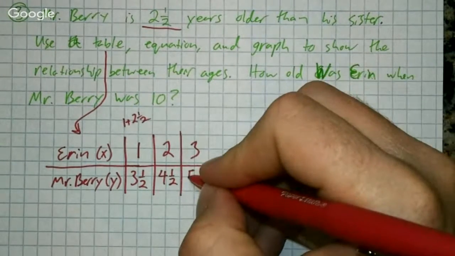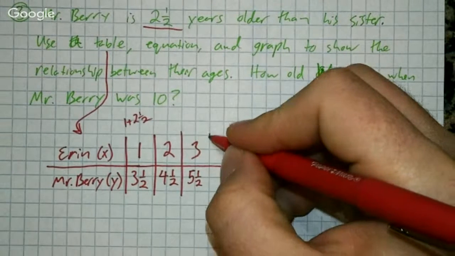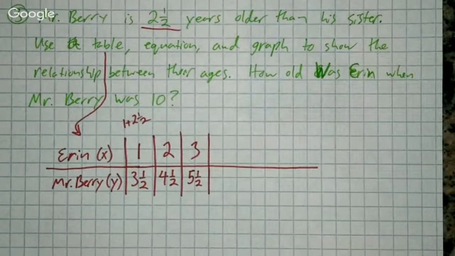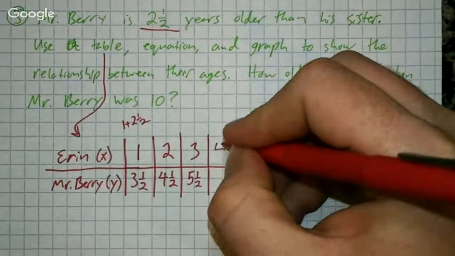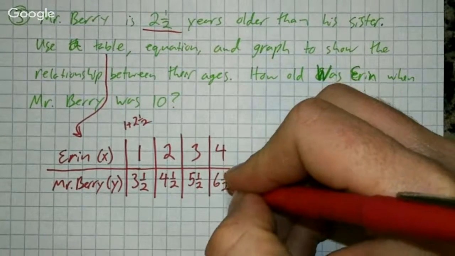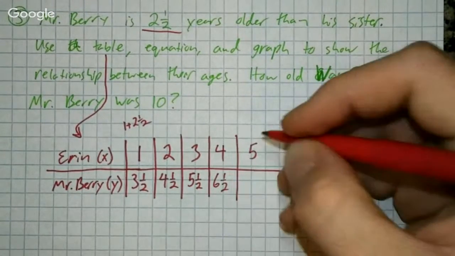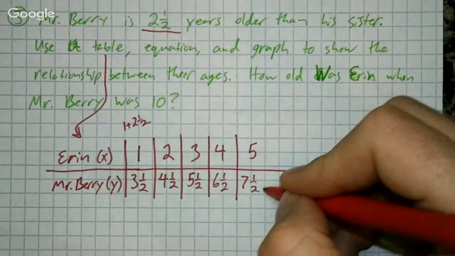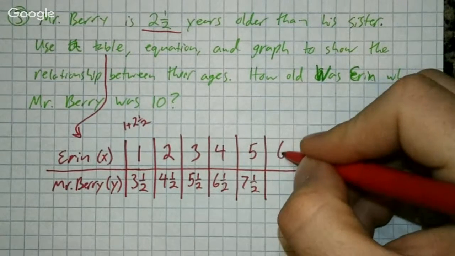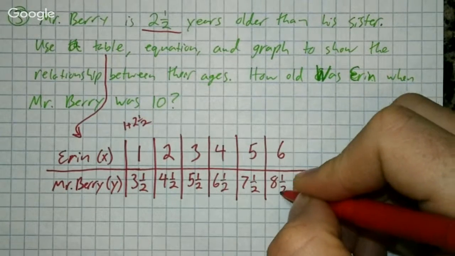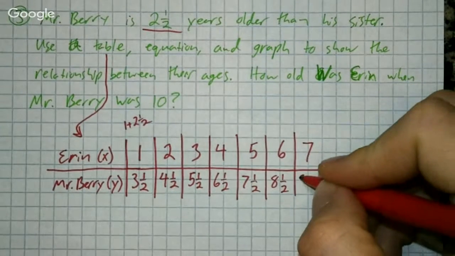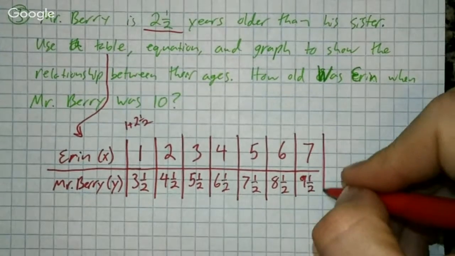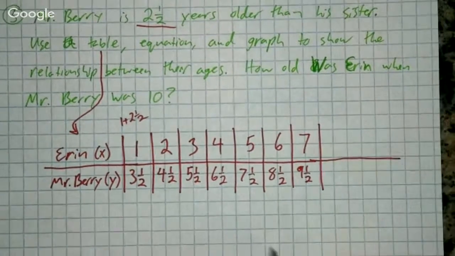3, 5.5. Now, you may realize that since we're talking about ages and we're going up by 1 year each time, it's just going to go up by 1 each time. So 4, and it's going to be 6.5, 5, 7.5, 6, 8.5, 7, 9.5.